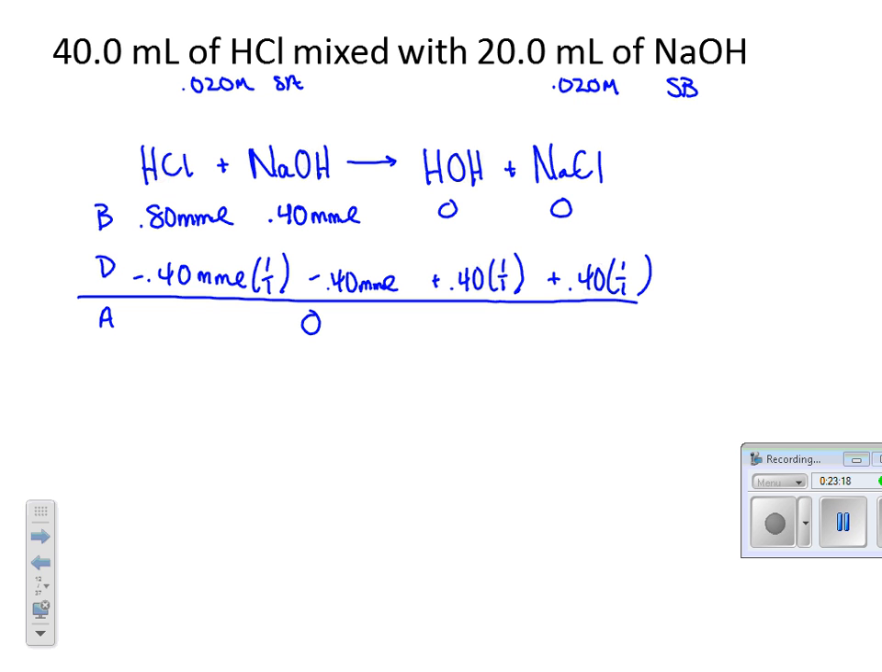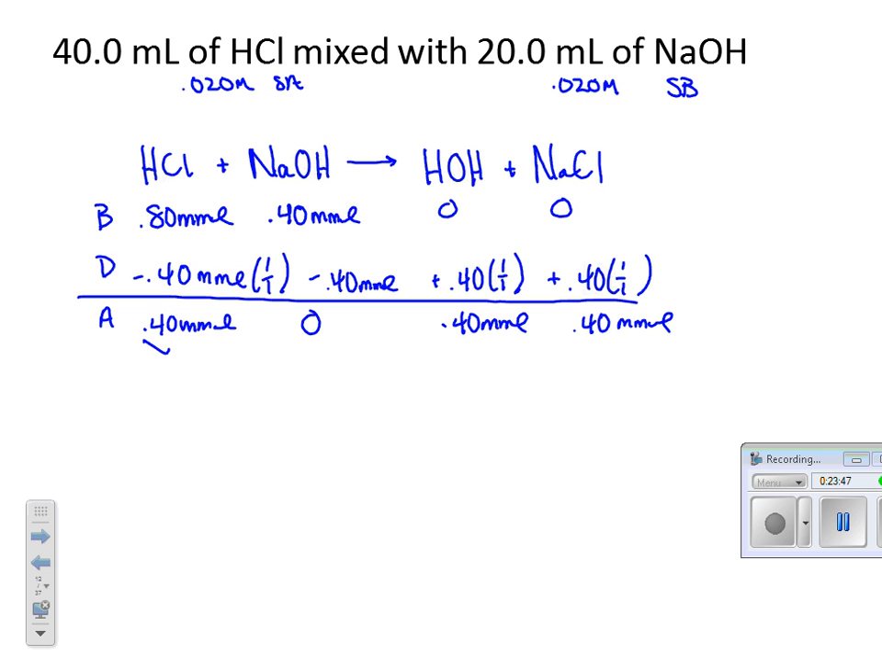So we can see that the sodium hydroxide goes to 0, and we have 0.4 millimoles of hydrochloric acid after the reaction. We have 0.4 millimoles of water, and we have 0.4 millimoles of the salt, sodium chloride. So from here we determine, hey, which one of those is going to make a significant amount of hydronium or hydroxide? And if you guess the acid, you're right.